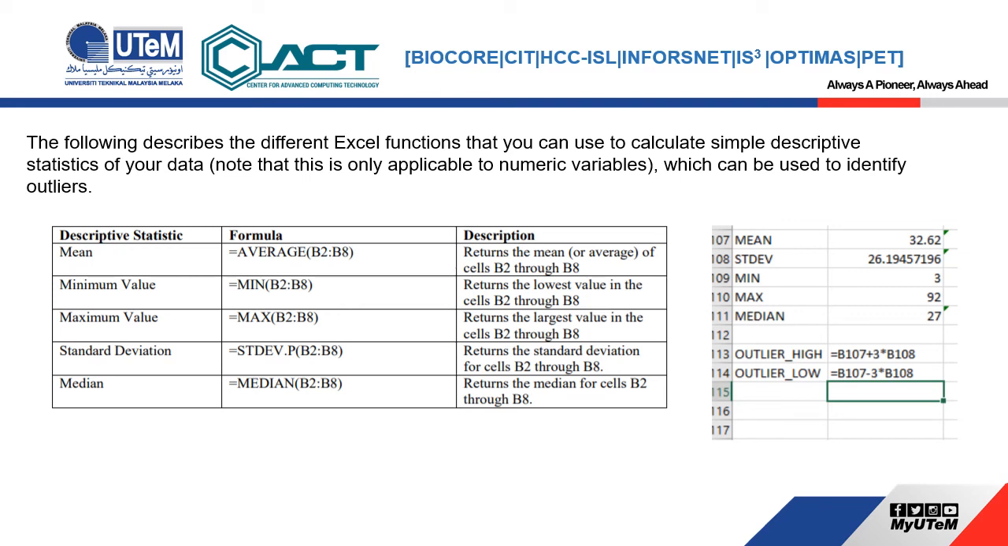So outliers can be computed here, right? This is the formula. As I said, it's 3 times away from the mean. If you want to calculate the outlier high, the formula is to take the mean value and then add 3 times the standard deviation. For the outlier low, you take the mean and minus 3 times the standard deviation.